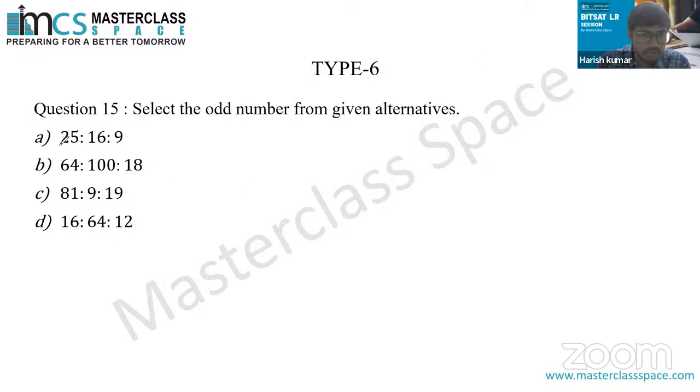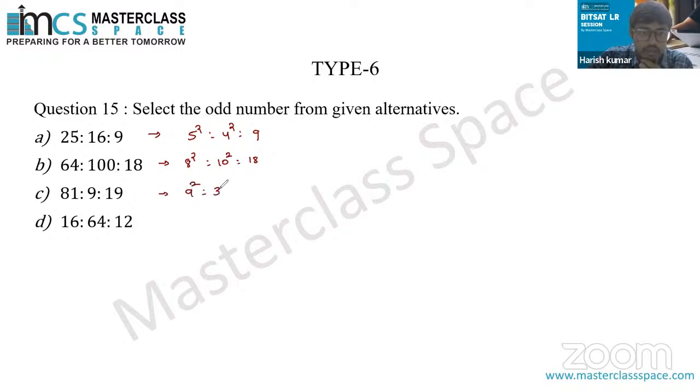So how is the logic? First thing is 25, 16, 9. All of them are squares of numbers. Then 64, 118. Only two are squares; the third one is not a square. Let's see if the same logic applies. 81, 9, 19. Same thing: the first two are squares. So let's try to put them in the squares form. As soon as you see squares, you have to put them in the squares form. So this is 5 square, 4 square, and 9. And what about this? This is 8 square, 10 square, and 18. What about this?